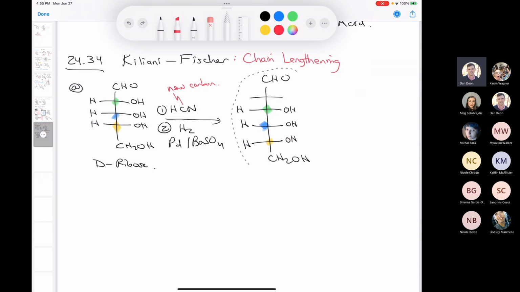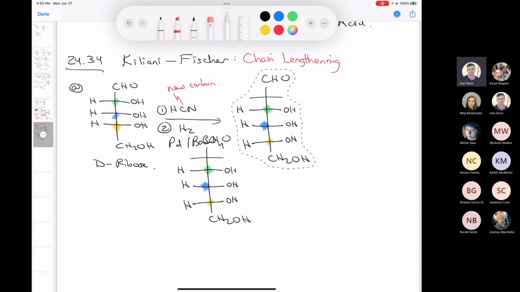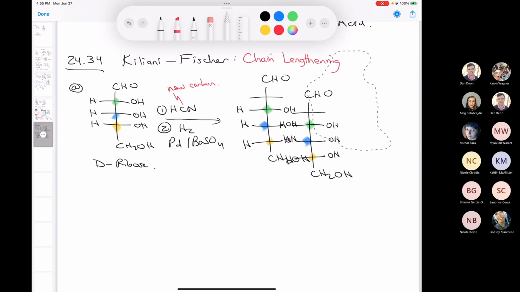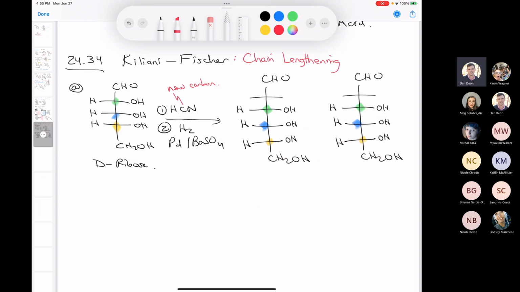Let me just copy and paste this to make my life simpler. Kind of. So copy, paste it. There we go. So in one of these, the hydroxyl will be on this side, and the other one is going to be on that side. So what we end up with in this case is D-allose. So this is D-allose, and this is D-altrose. And the way that I knew that was by going over to the handout.